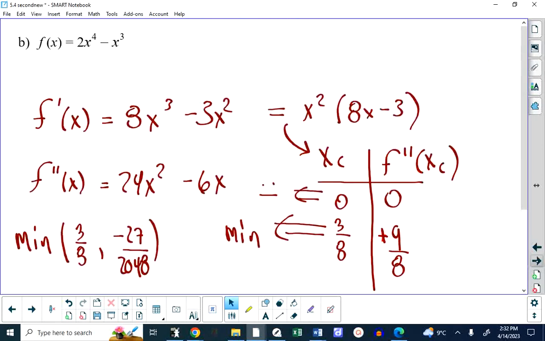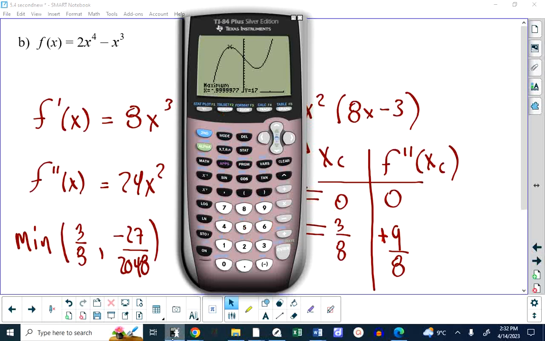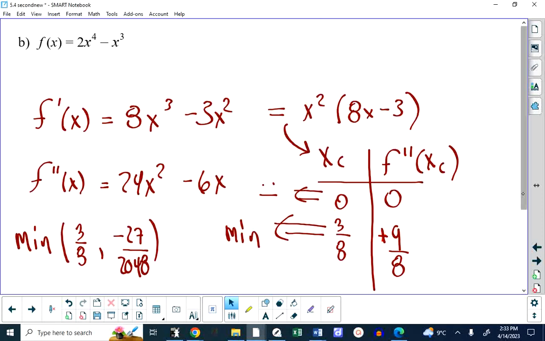This next one, if you were to graph it, y is equal to 2x to the 4 minus x cubed. And if you didn't do any work on paper, and you just went zoom 6, it just looks kind of like a parabola of a sort. But there's a max min in there, right? Well, not a max min. There's a min in there at 3/8.